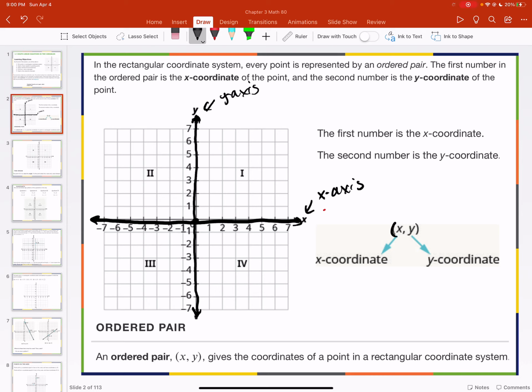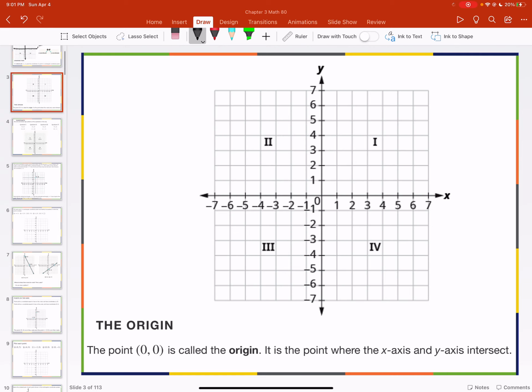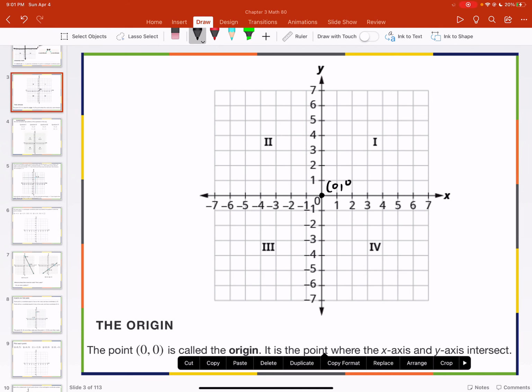It has parentheses and it has two values. The first value is considered the x coordinate, or where it lies in the x direction, and the y value is the y coordinate, or where it lies in the y direction, the vertical direction. And let's talk about one of the most important points for this system, right here, the origin, and it's at the intersection of the x and y axis. It's 0, 0, so it's right there in the middle.